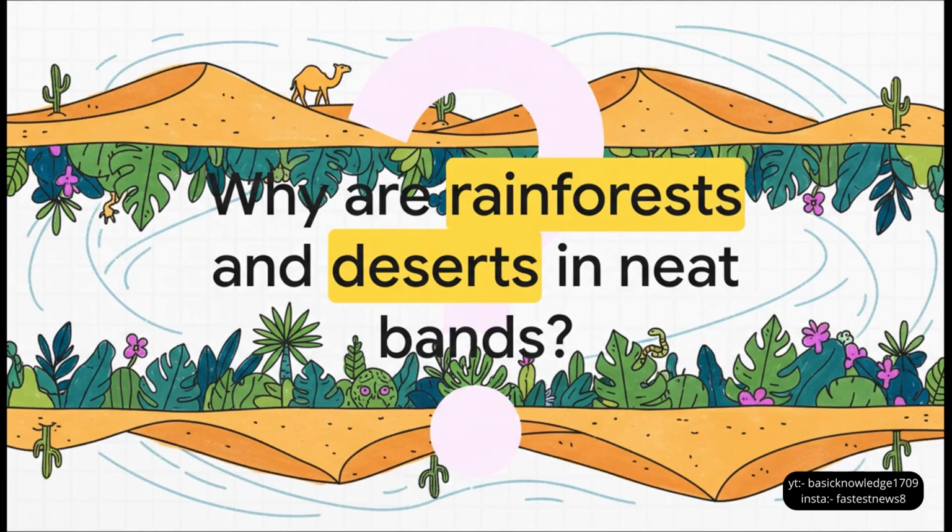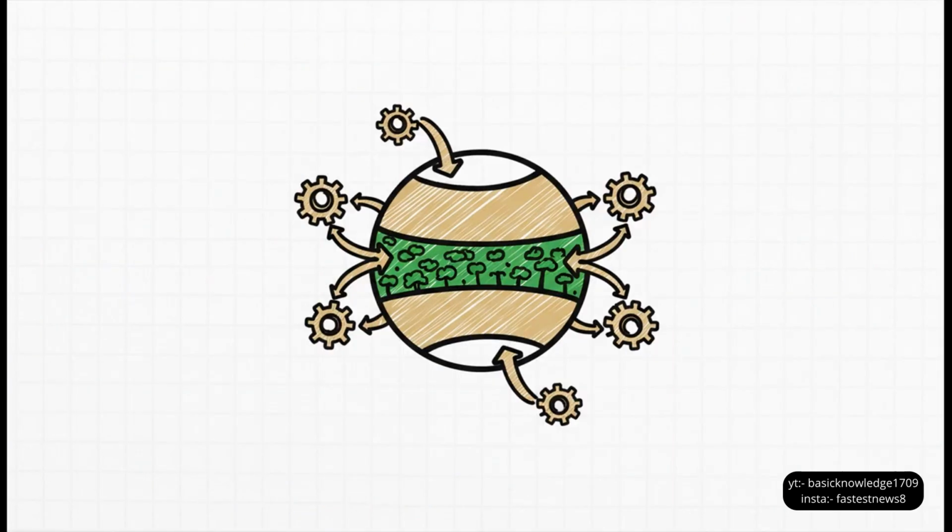Seriously, have you ever just spun a globe and wondered why all the big rainforests, the Amazon, the Congo, the ones in Indonesia, why they all seem to be hugging the equator? And then, just above and below them, boom, you get these almost perfect lines of desert, like the Sahara and the Australian outback. Well, if you're thinking that can't be a coincidence, you are absolutely right.